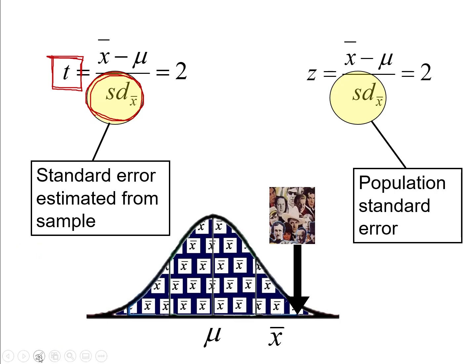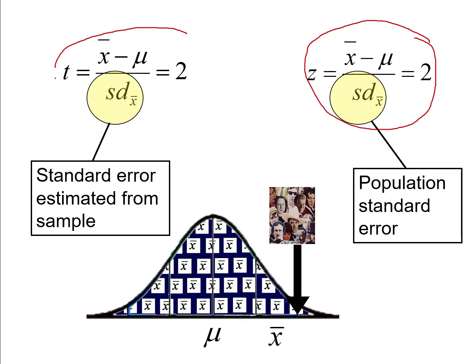So if our standard error is estimated from our sample size, note these two formulas are the exact same formula. On the right, I call it a z formula. On the left, I call it a t formula. And they're the exact same formulas, except for one thing. On the right-hand side, I'm saying this is the actual true population standard error. It's the real thing. It's what we would get if we replicated our study over and over an infinite number of times and calculated the real standard error. And on the left, it's the standard error that's estimated from a sample.